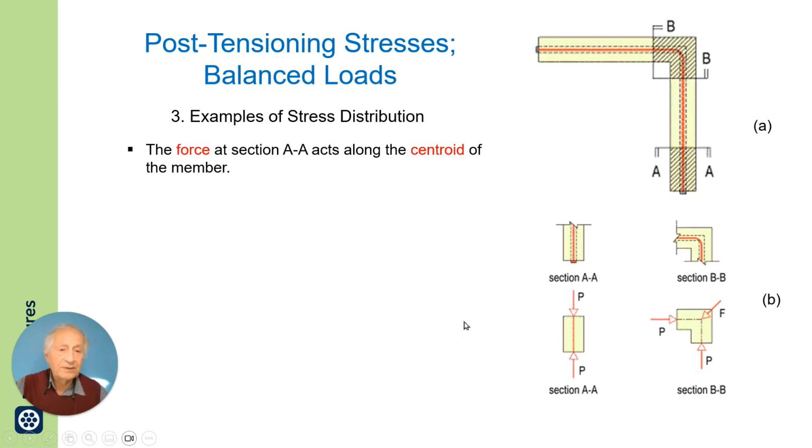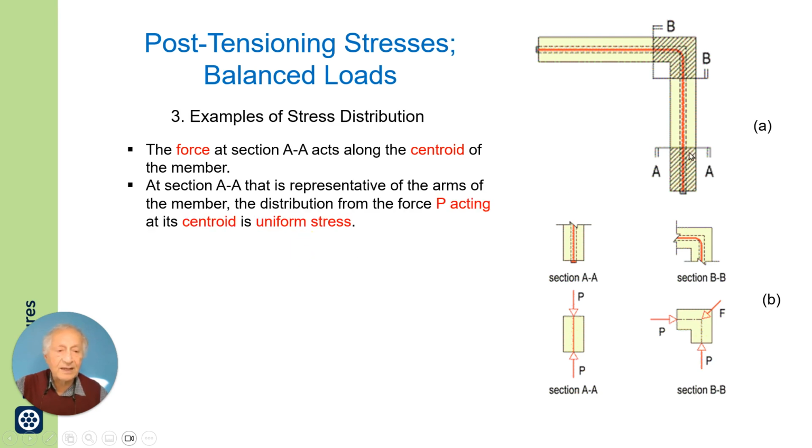Now, the member will not bend because everywhere the tendon is at the centroid and the distribution of stress is uniform as in section AA, which is representative of a section along the arm. The force acting at the centroid will result in uniform stress. So you have uniform stress here, all along these distributions. The force is at the centroid, so the stress will be uniform.